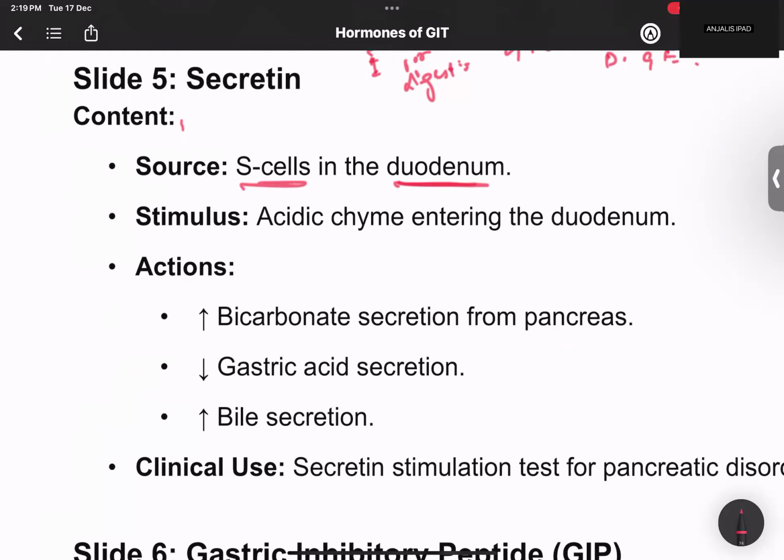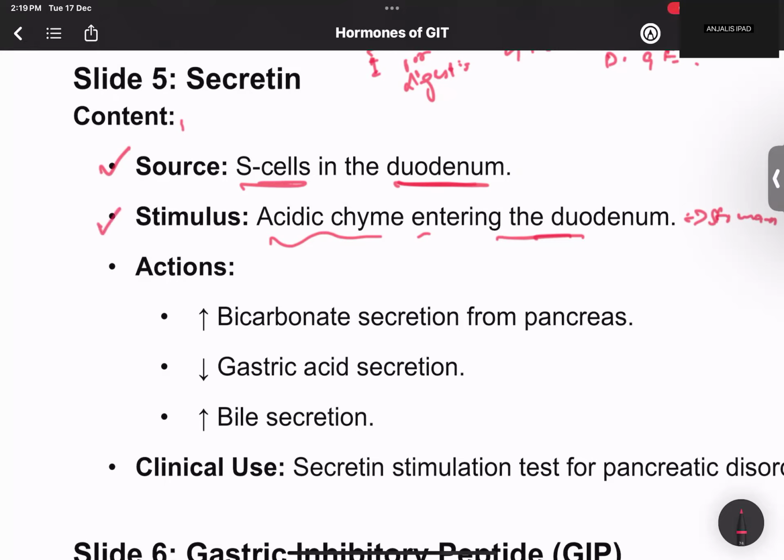Now, what is the stimulus? Its release is triggered by acid chyme entering the duodenum from the stomach. Now, what is the source of secretin? S cells in the duodenum. And the stimulus is acid chyme entering the duodenum from the stomach. All right, so now we're done with the source and stimulus of secretin.